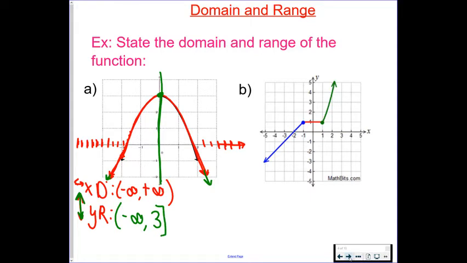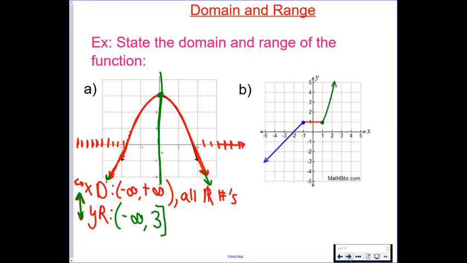Okay? So domain goes left to right because it goes forever to the left, forever to the right because of the arrows. It's negative infinity to positive infinity. You can also see this written as all real numbers. Sometimes you'll hear it both ways. All real numbers. Either way works. Then the range, bottom to top, keeps going on down, so it goes to negative infinity, comes up to 3, that's its highest point, and it's closed, so it's a bracket.